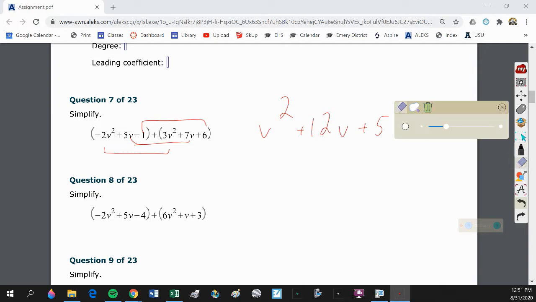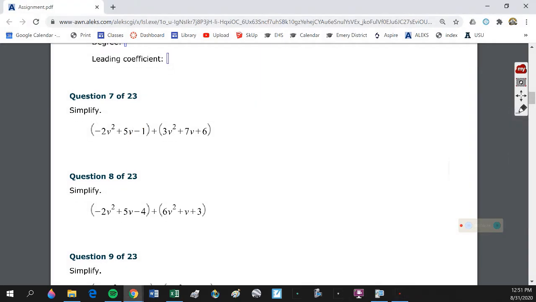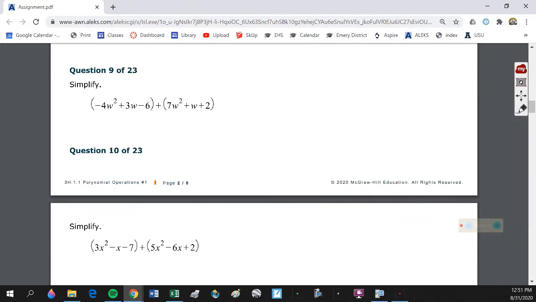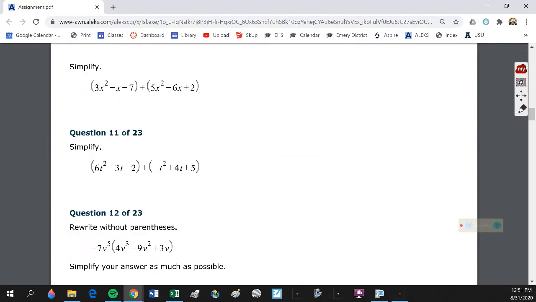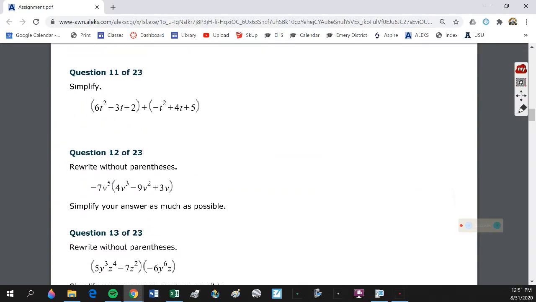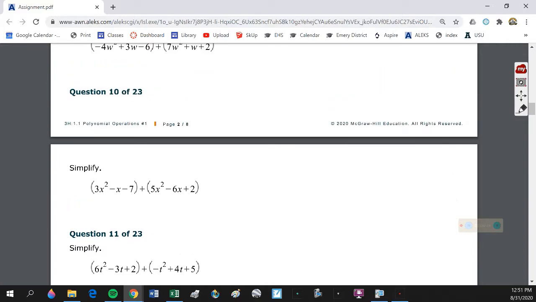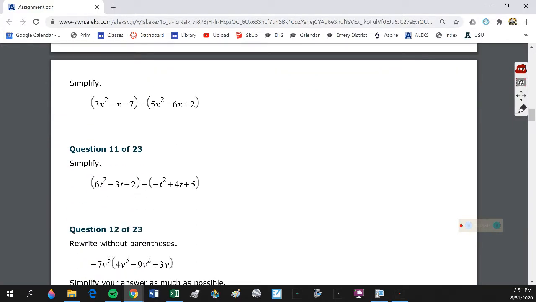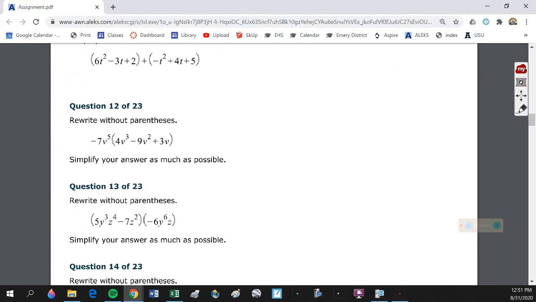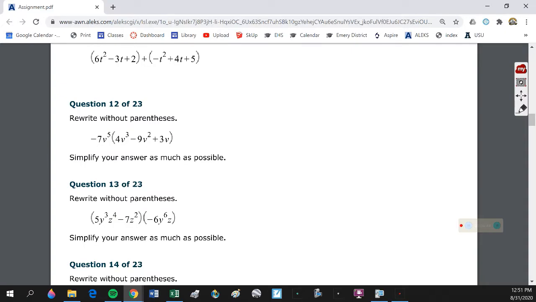All right. What if we have a subtraction? Come on, there's got to be a subtraction. I don't see any subtractions. Those are all additions. Okay. What about number 12?